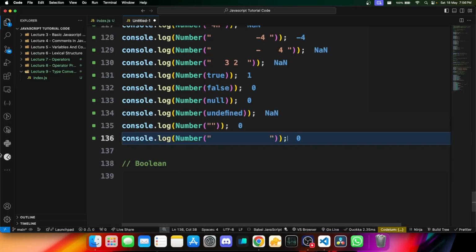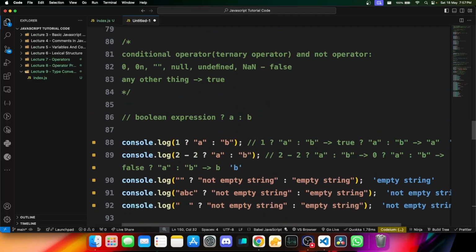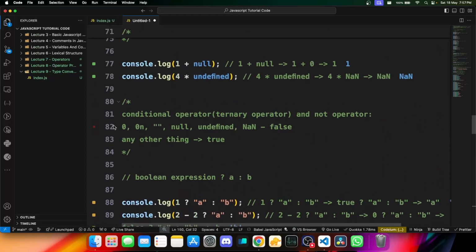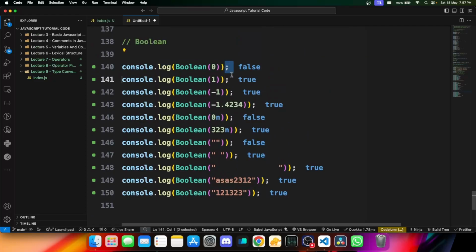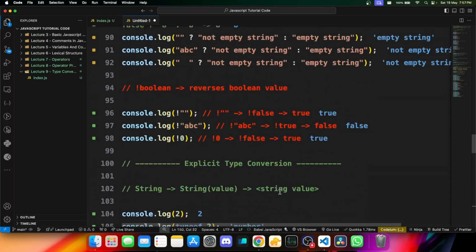Okay, so now let's talk about boolean explicit conversion. Again, that is very easy to understand. If you just have a look at this rule, this rule basically summarizes everything. 0 gets converted to false, 1 gets converted to true, -1 gets converted to true, even exponent numbers get converted to true, 0n gets converted to false, a BigInt that is not 0n gets converted to true, this gets converted to false, true, true, and true, and then also true. Okay, so I hope that's very easy to understand.